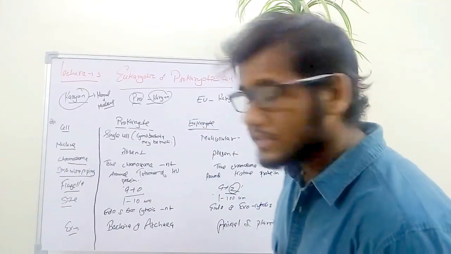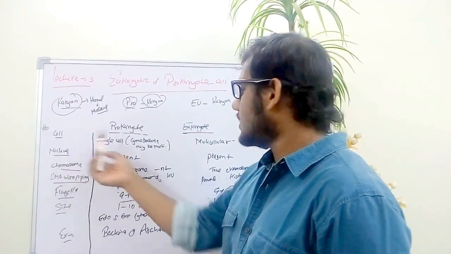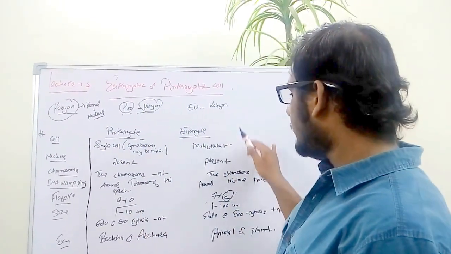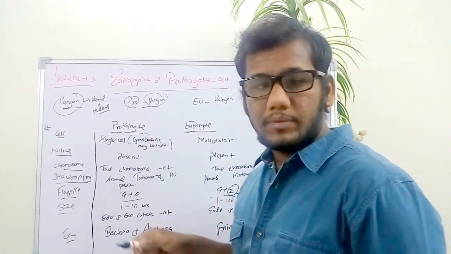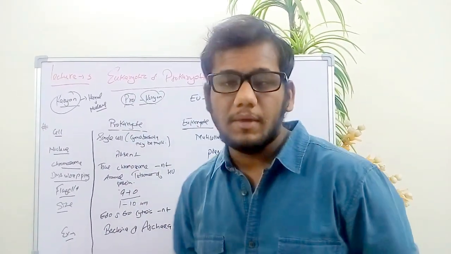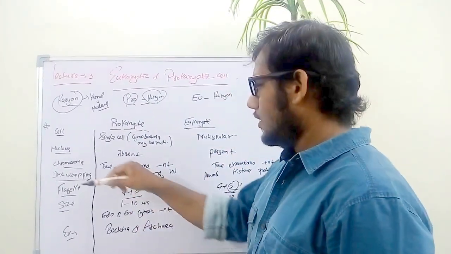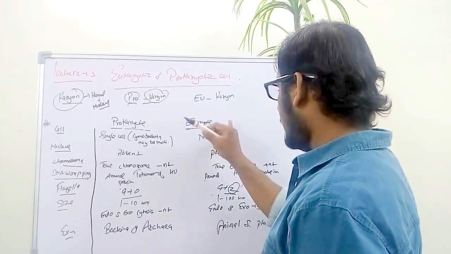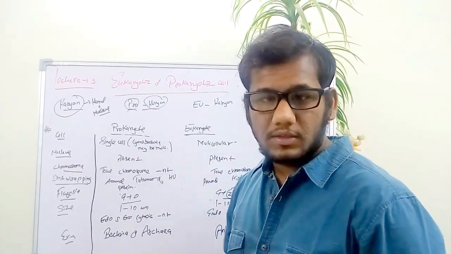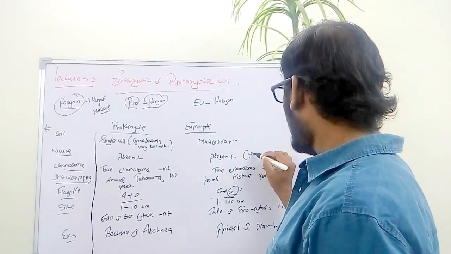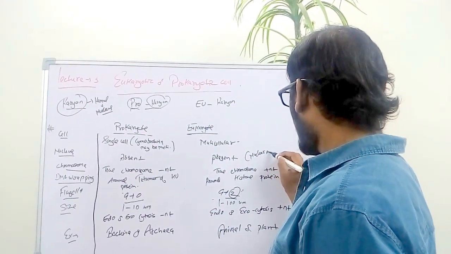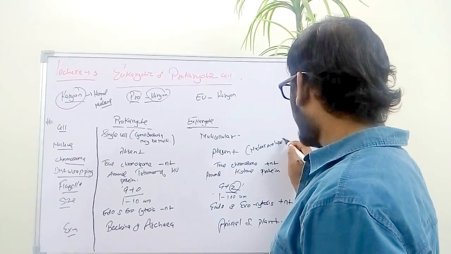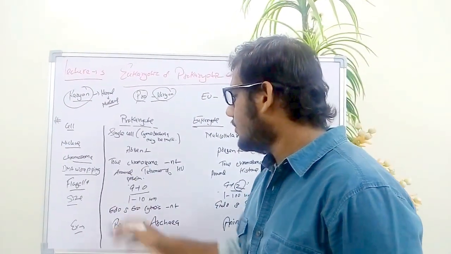Now looking at the differences. In prokaryotes the organism is single-celled, and eukaryotes are multicellular. But there is an exception in prokaryotic cells: some cyanobacteria may be multicellular. Next is the nucleus difference. In prokaryotes the nucleus is absent, and in eukaryotes the nucleus is present as well as the nuclear envelope. And the third difference is the chromosome.